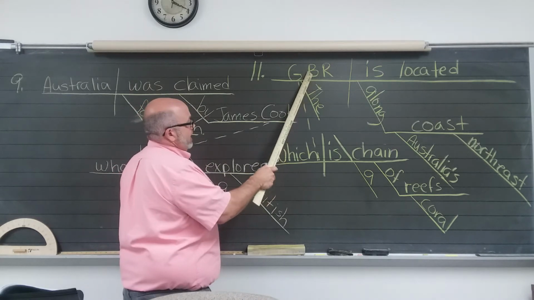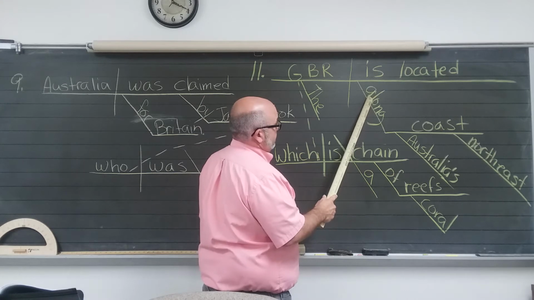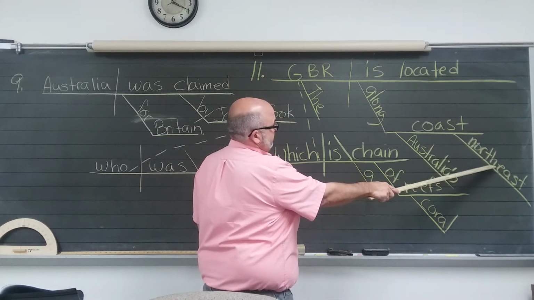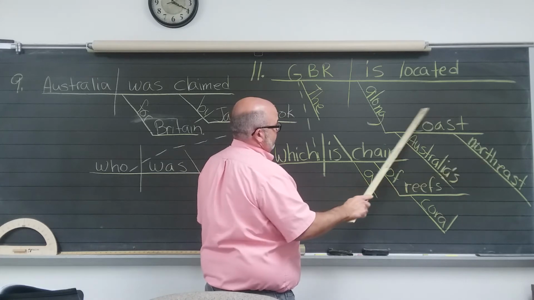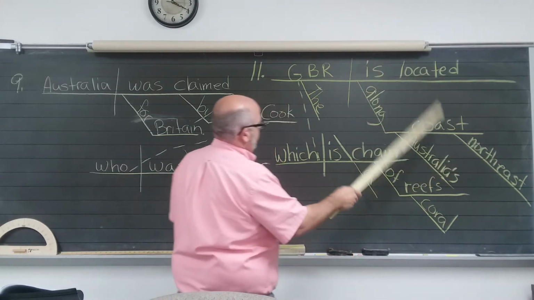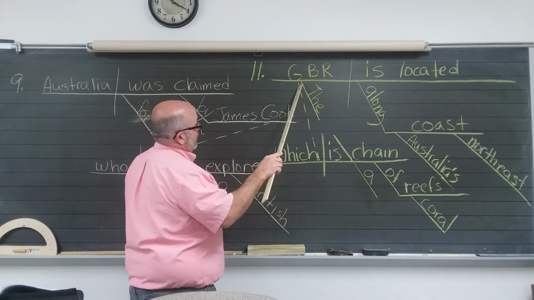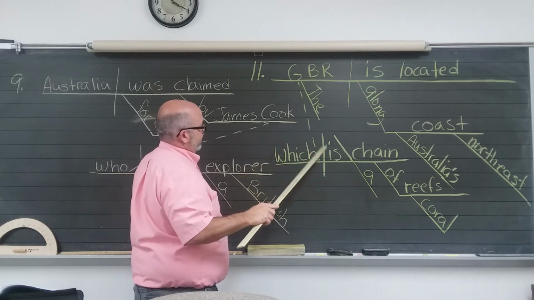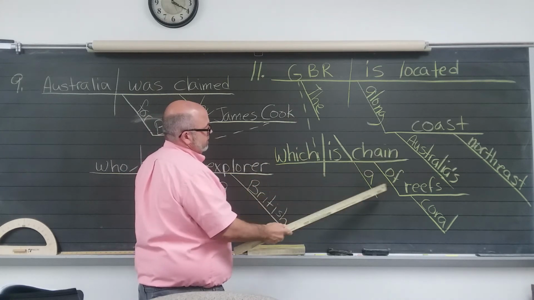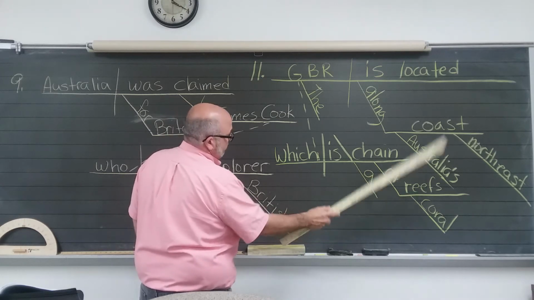The Great Barrier Reef is located, prepositional phrase, along coast, Australia's northeast. Again, this is an adjective. This one does not go up here, okay? Northeast Australia's coast. And then you have the dependent clause talking about the Great Barrier Reef. So you have your dotted line down to "which is a chain of coral reefs."